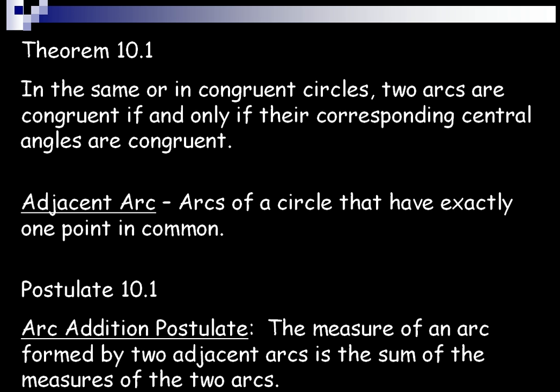And then here's postulate 10.1. It's called the arc addition postulate. It's similar to the angle addition postulate or the segment addition postulate. It says the measure of an arc formed by two adjacent arcs is the sum of the measures of those two arcs. Kind of think of it as a little arc plus little arc makes the big arc.